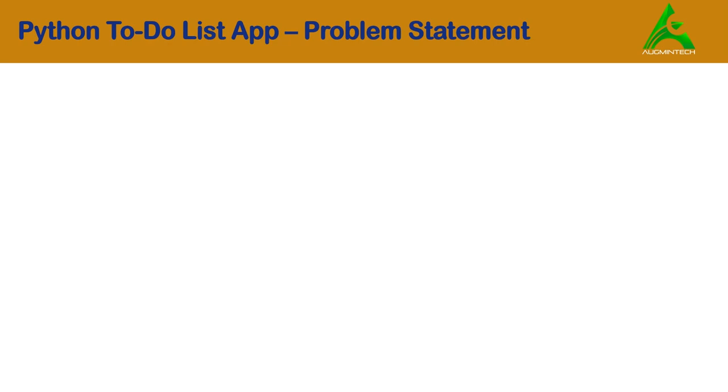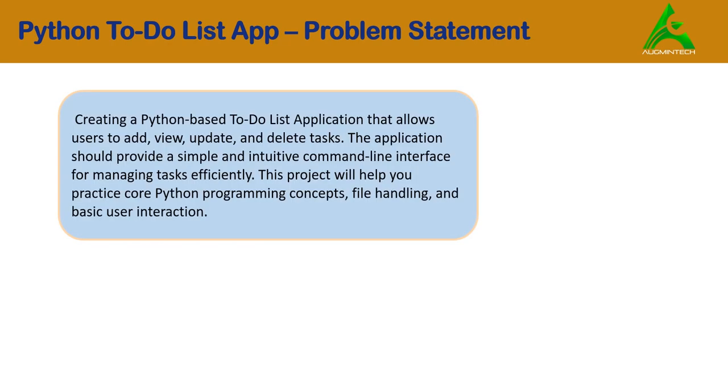Let's get started with the problem statement of the Python to-do list app. Let's say you're tasked to create a Python-based to-do list application that allows users to add, view, update, and delete tasks. The application should provide a simple and intuitive command line interface for managing tasks efficiently. This project will help you practice core Python programming concepts like file handling and basic user interaction.